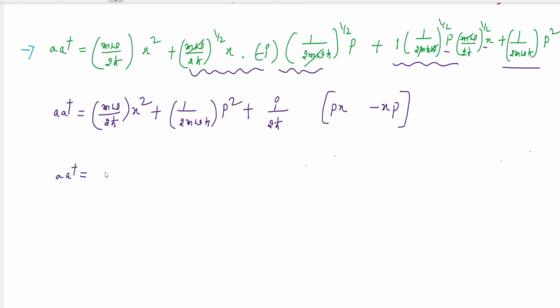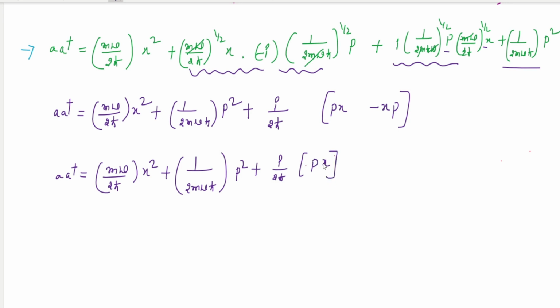A dagger A equals m omega divided by 2h cross into x square plus 1 divided by 2m omega h cross into p square plus i divided by 2h cross. This one is xp minus px. What is p into x? X into p equals i h cross. Px equals minus i h cross.